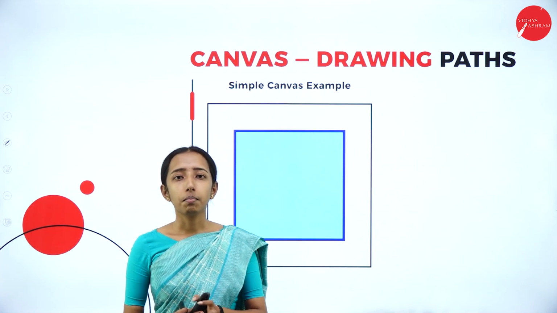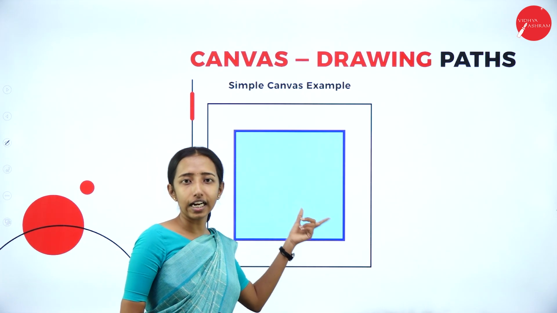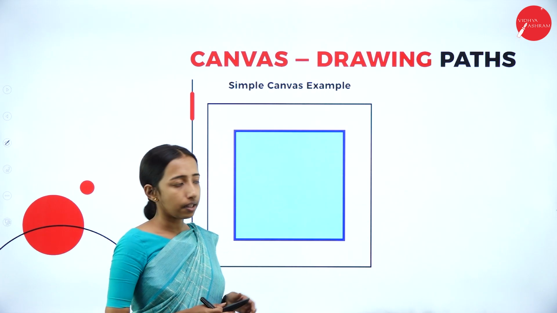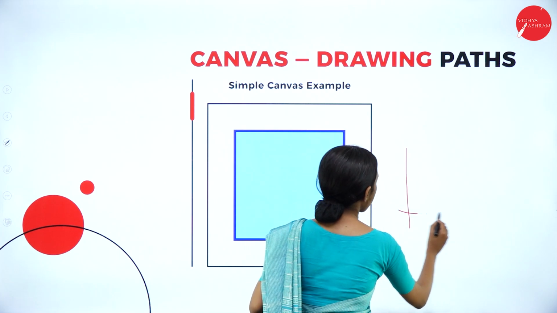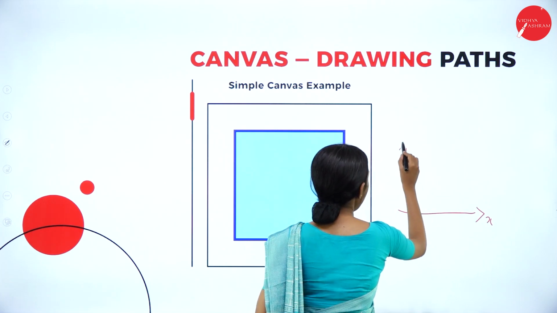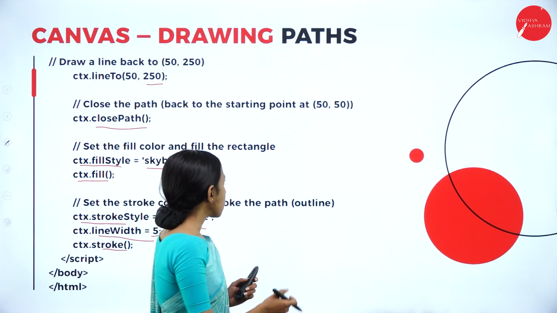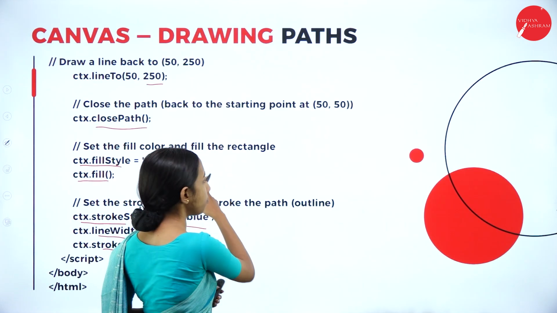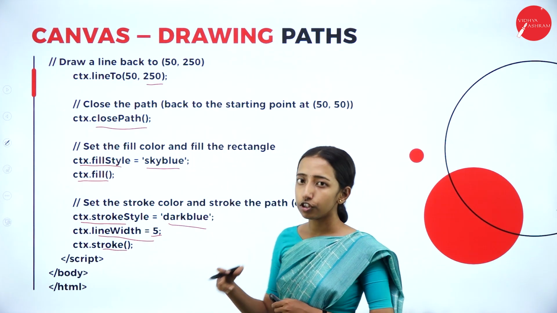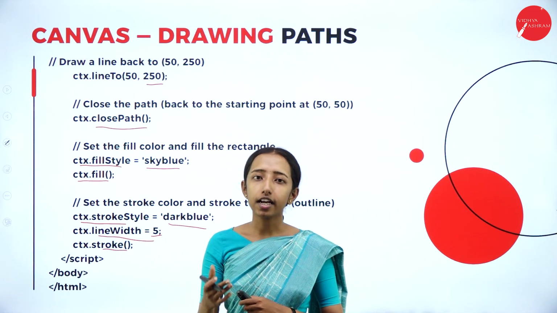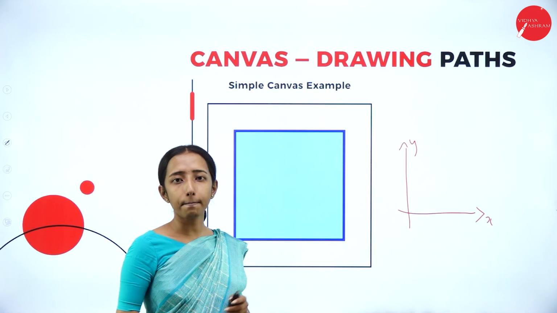So the path: begin path, move to, line to. Using those things you can create any shapes you want. The main thing is you should use the graphics like this. So x-axis and y-axis, you should know what points we are giving. So here we have given certain points like 50, 250, 100, 200. For those points you are giving, you should try and error with the shapes you are trying. So this is how we can draw the path.